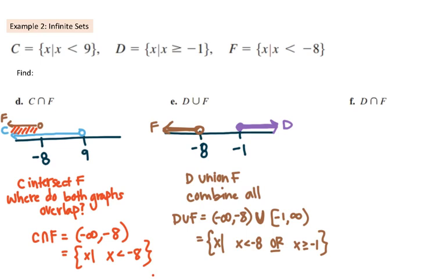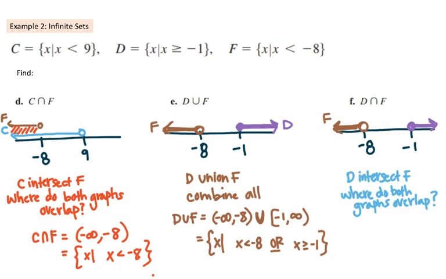Okay, let me redraw the same graph for part F, but now the question says D intersect F, which means where do both graphs overlap? Well, as you can see in this case, they don't overlap at all. So the solution is the empty set. So you can write that as that. They don't overlap or they have nothing in common. The intersection is the empty set.